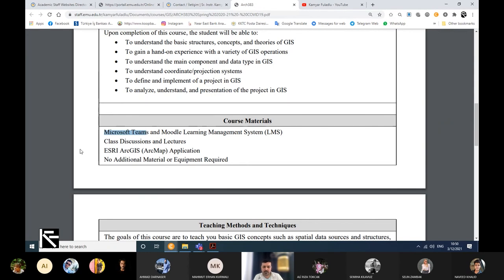If you have a question, you will ask, and I will try to answer. If I don't know, I will try to find the answer and deliver it to you. And we are going to use the ArcGIS ArcMap application. No other things we need for this course. This is all you will need during this course. Any question, by the way, up to this moment?